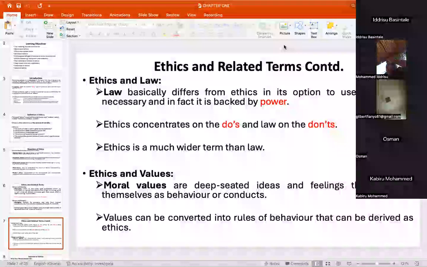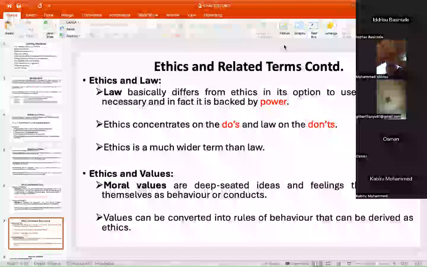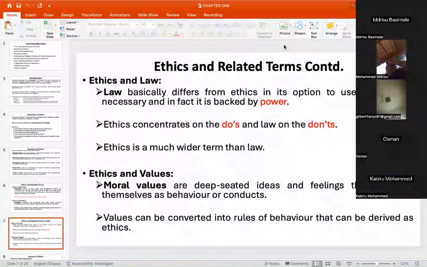All right. So if you're an ethical employer, even when somebody agrees that I'll work for you for 450 per month, if you are ethical, you must look beyond the requirement of the law and pay that person far more than what the law requires. That is the point: ethics is a much wider term than law.